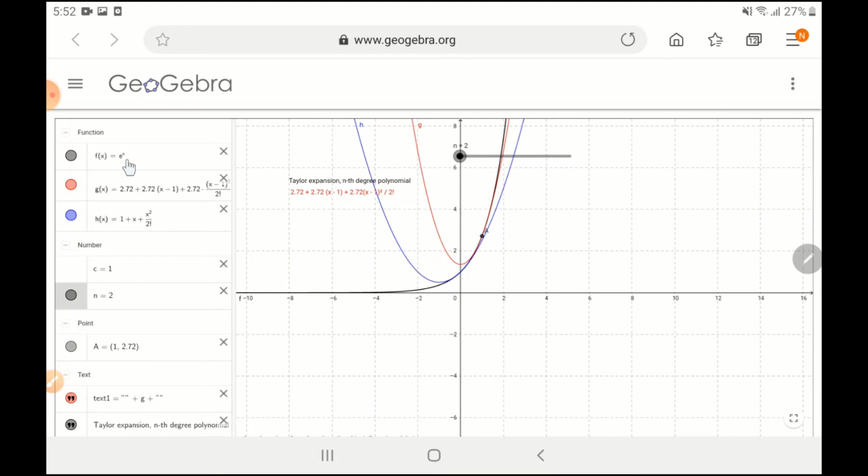What if we want to approach e to the 0, x equals 0? Then the Maclaurin will be more efficient.